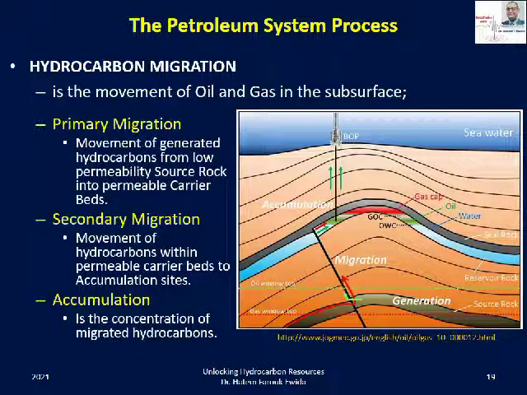And then the accumulation, when the hydrocarbon is concentrated, as you see here, the reddish color here. This is the accumulation. So it is generated here, it had the primary migration out of the source, and then a secondary migration towards the reservoir, and then entrapped under the cap.